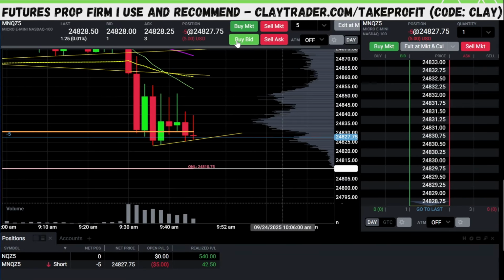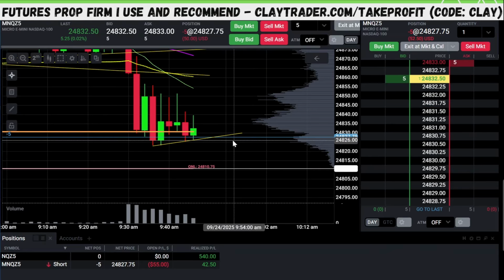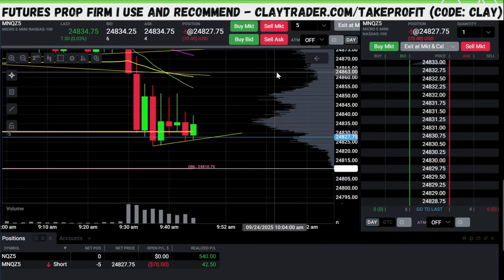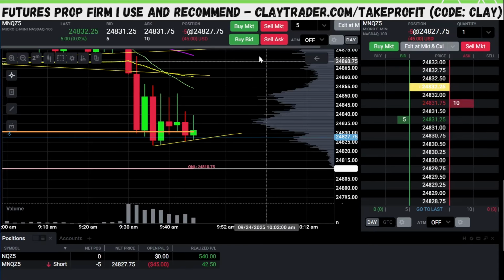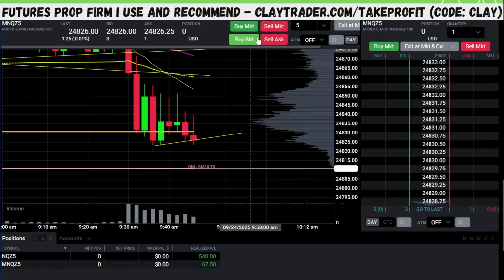Okay, I'm short. Trying to anticipate the breakdown of this trend line here. I like how the movement came all the way back down, but as of now, it's maybe heading back up, but let's see. Come on, give me that break. Come on, do it. There we go. I wanted to see it go just like that.